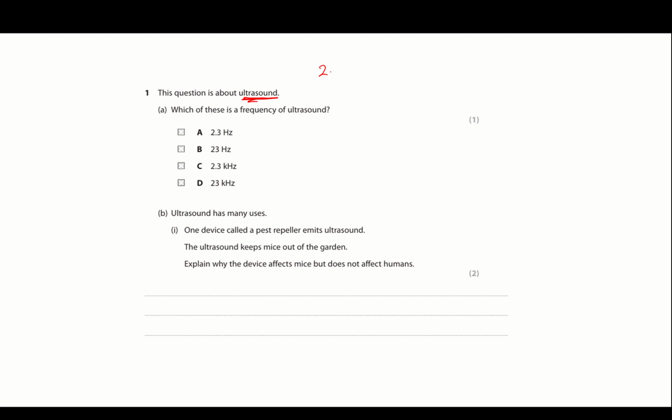Yes. So you've got a question about ultrasound. So we know ultrasound is anything above 20,000 hertz. So it says, which of these is a frequency of ultrasound? 2,300, that is not it. It's going to be D, 23,000 hertz, because it's anything that's above 20,000 hertz or 20 kilohertz.